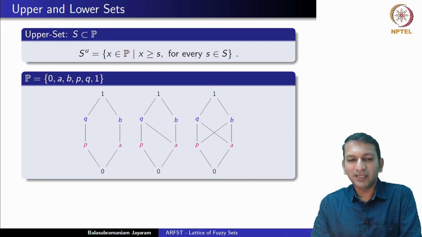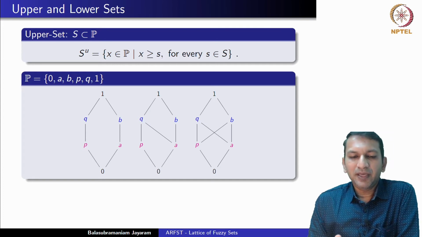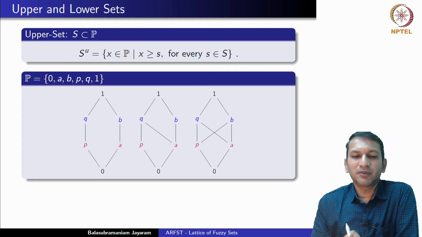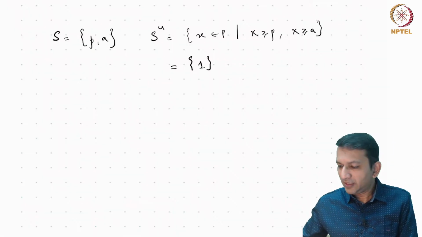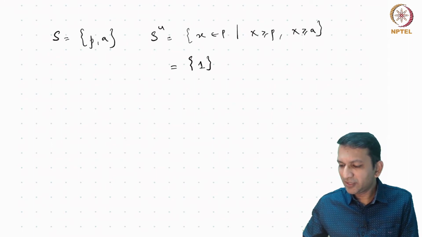So if we consider the set {P, A}, which is a subset of P, with respect to the first poset, that is with respect to the first partial order on the set P, we see that the set of all upper bounds of this set S is nothing but just the singleton {1}.